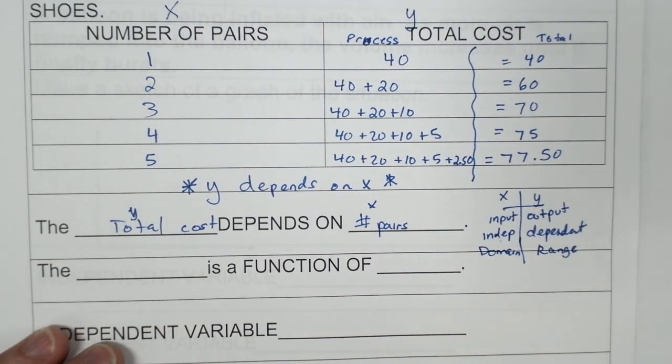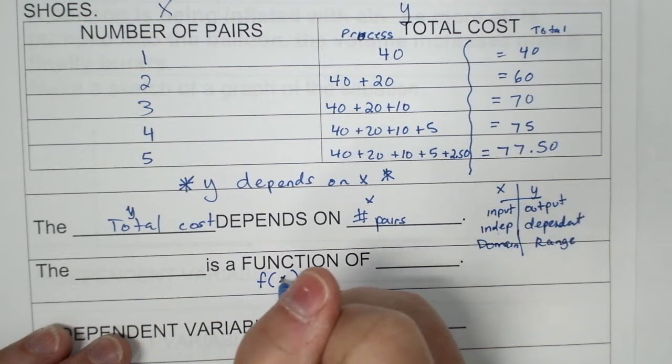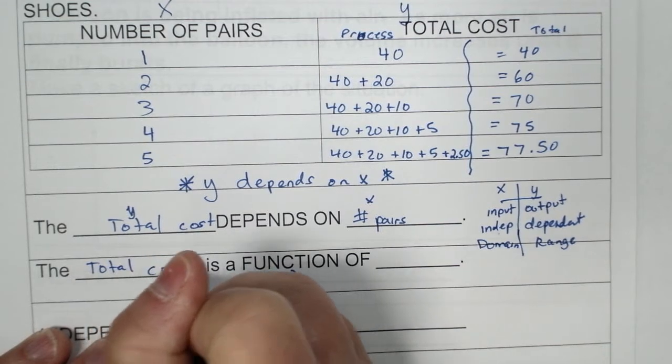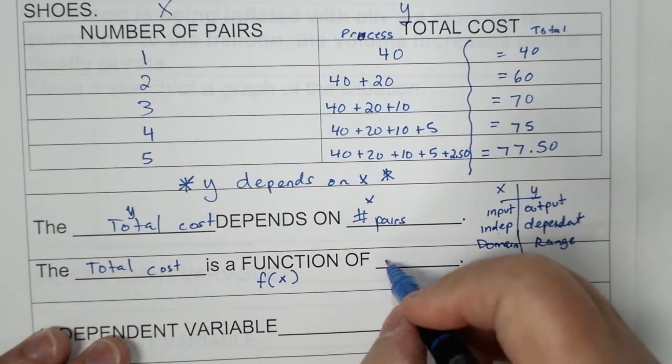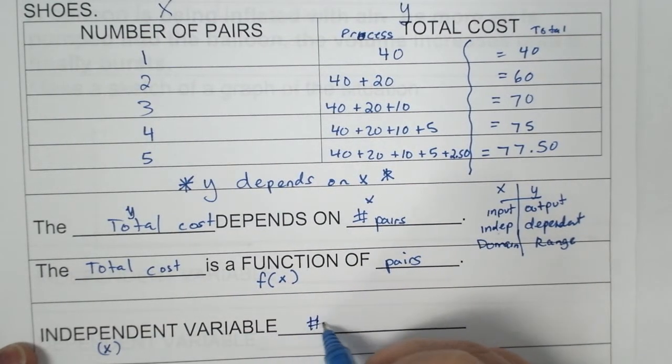Okay. So if we were going to do function notation, total cost is a function of pairs. So I can say write a dependent statement, and you would say total cost depends on number of pairs. I can say write it in function notation, and you would say the total cost is a function of pairs. The independent variable is always the X, so that's number of pairs.